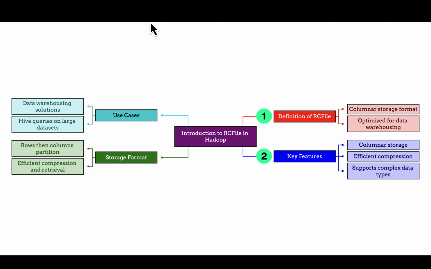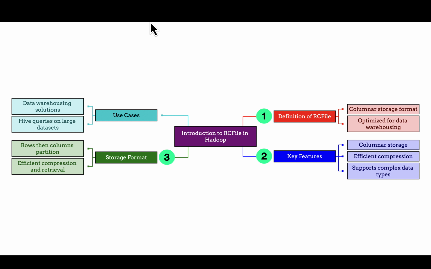2. Key features. RC file's primary features include columnar storage, which reduces I/O, efficient data compression, and support for complex data types. It improves performance for read-heavy operations, particularly for analytical queries.